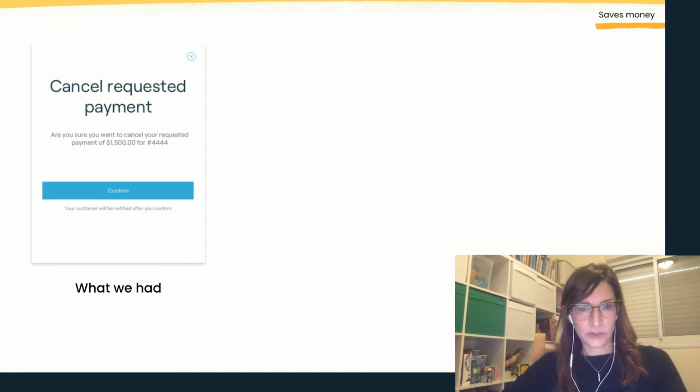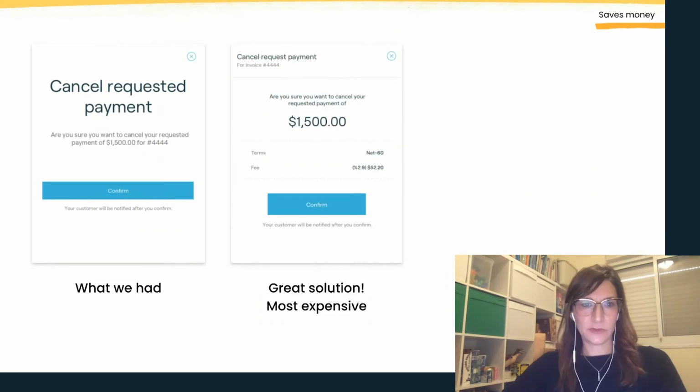Now, at a certain point, we got a spec from the product department that we needed to add two pieces of information: the net terms and the fee that were previously associated with this payment request that was now being canceled. So our amazing design team came up with this whole new hierarchy, this whole new format, which we felt was really, really good experience. The thing is, this was relatively expensive to implement.